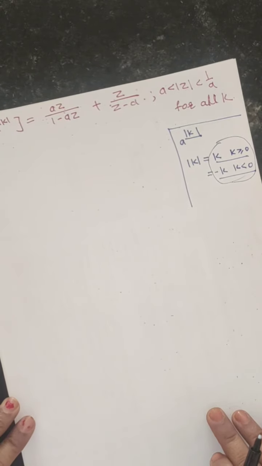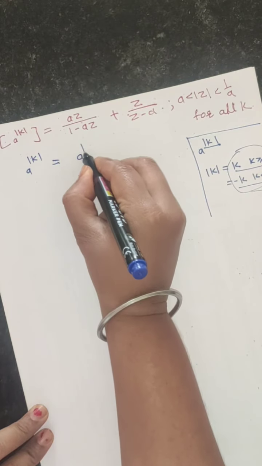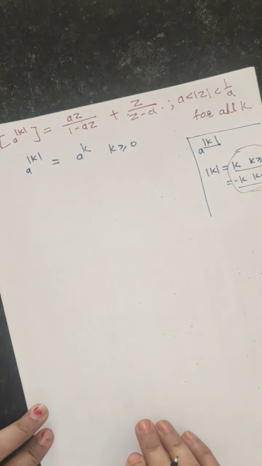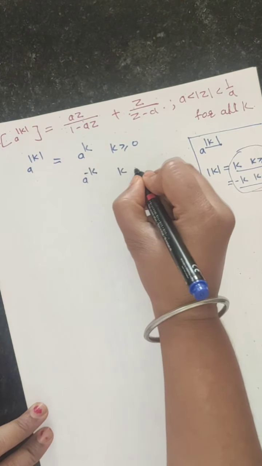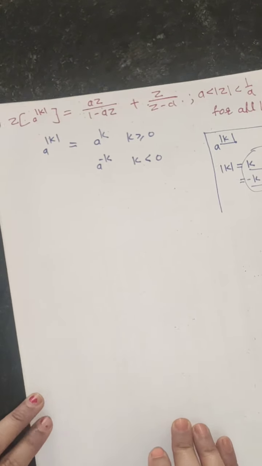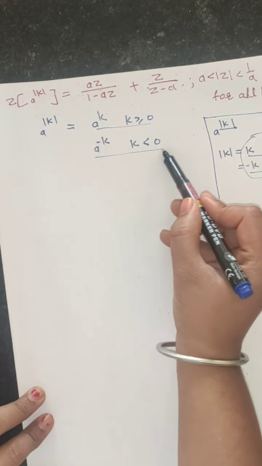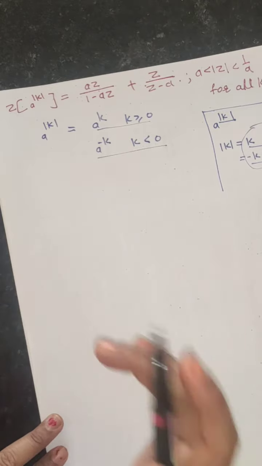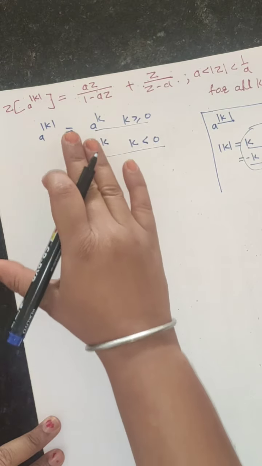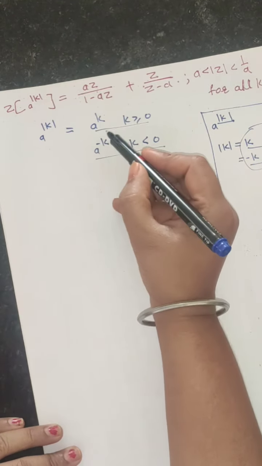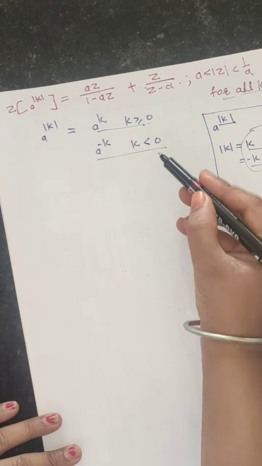So let's start. Here a raised to modulus of k means a raised to k if k is greater than or equal to 0, correct, and a raised to minus k if k is strictly less than 0. So we have to find the Z transform for these two sequences. Now we check which Z transform definition we can apply here. We have to find it for all values of k, that means positive and negative values.